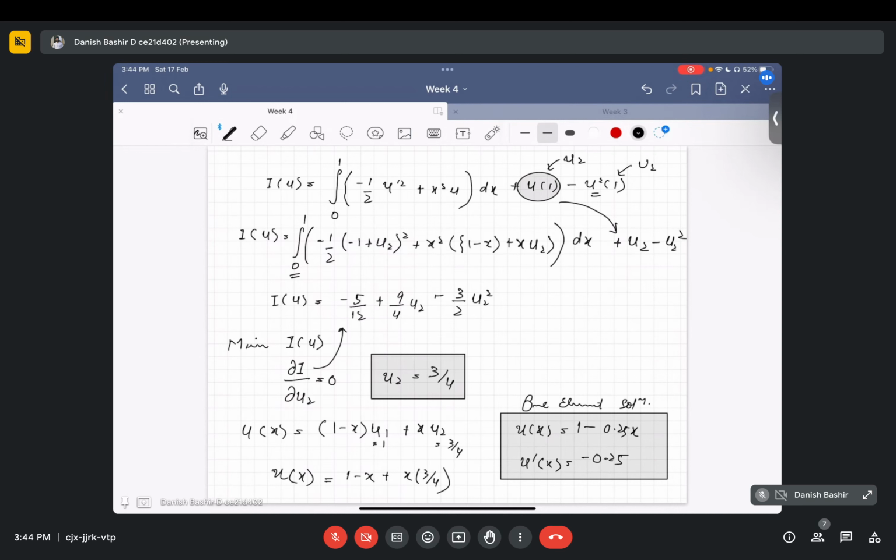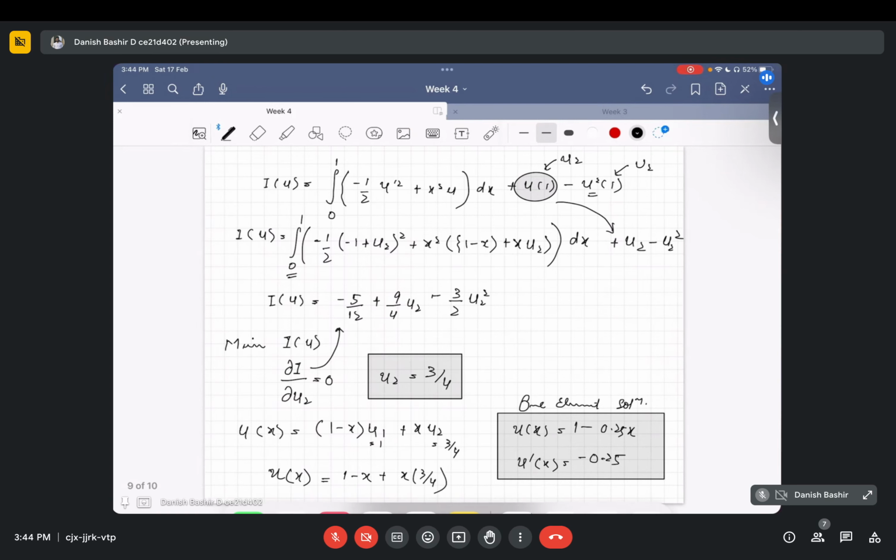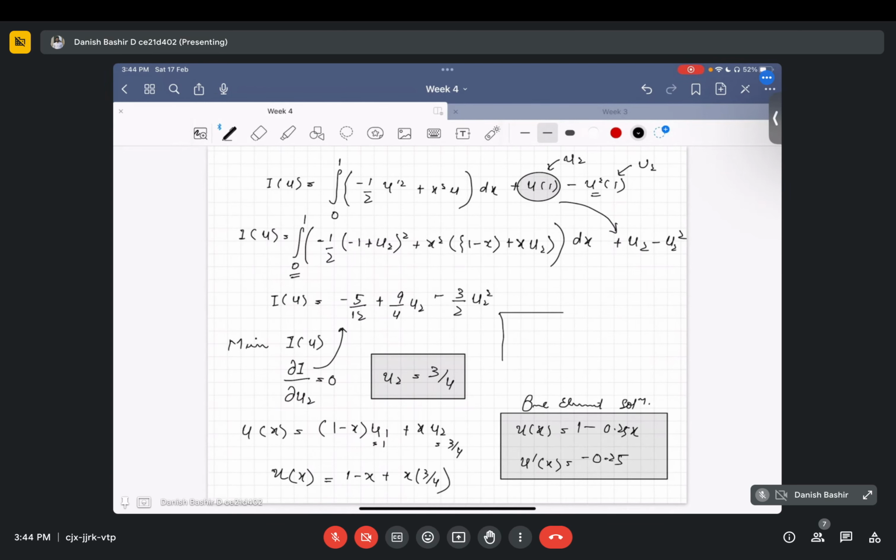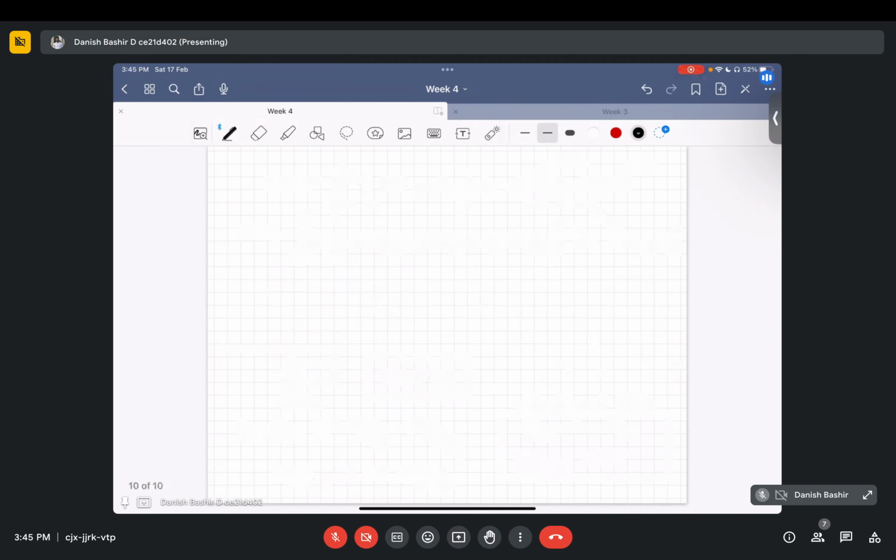And you can plot the graphs for these as well. So u of x will be like this, with a negative slope. This is u of x, and its derivative will be a constant negative value, minus 0.25, like this. This is x, this is y. It is u dash of x. I hope you people got the point.